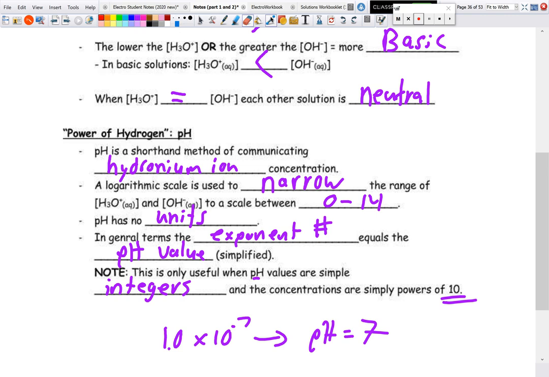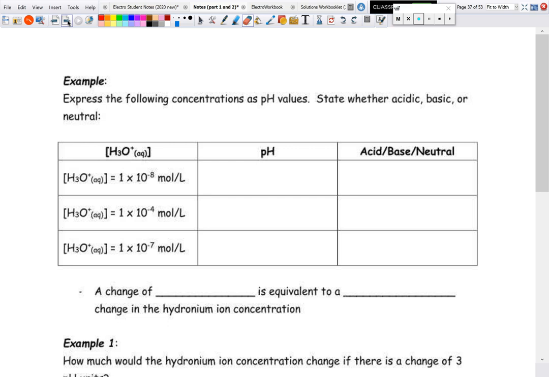But when we get into the calculations for it, you don't need to worry about this whole note because you're going to calculate everything anyway.